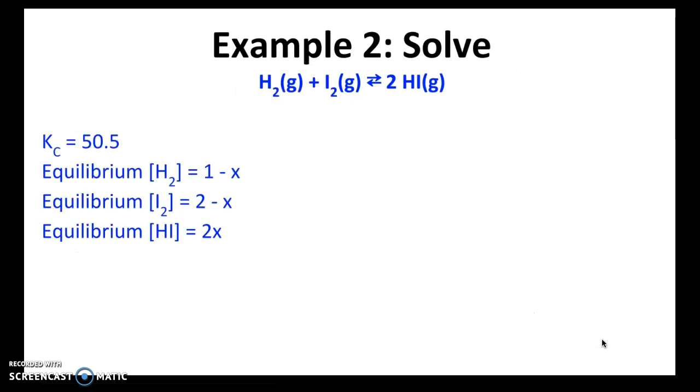And that's where the solving comes in. So here's all the information that we have so far. We have our Kc. We know from our ICE table the equilibrium concentration of H2 is 1 minus x, for I2 is 2 minus x, and for HI is 2x. So how do we solve it?